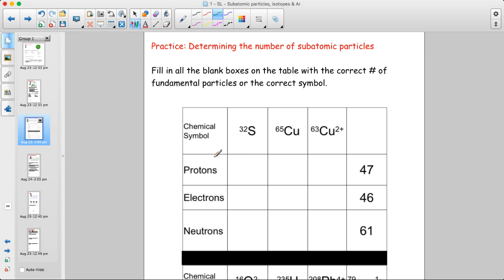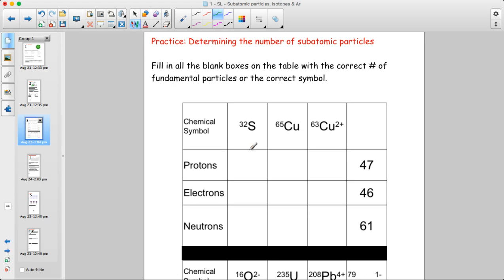Okay, let's do a practice problem or two just to see how this all plays out. So sulfur. Sulfur written with 32 on the upper left. Remember that this 32 is the mass number. It's not the atomic number. If you want to do the atomic number, you look at the periodic table, and sulfur is atomic number 16. So you always are going to have to go take that step on your own, look at the periodic table. Atomic number 16, that means there's 16 protons.